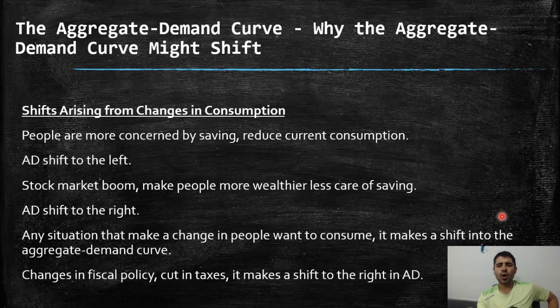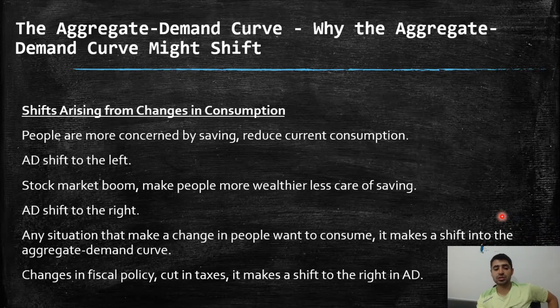Now, why might the aggregate demand curve shift? Well, shifts arising from changes in consumption. First, all the things that are not explained by changes specifically in prices, things that are external, what we call exogenous situations. If people are more concerned about saving and reduce current consumption, this is an external situation, so at the same price level people consume less. So the aggregate demand shifts to the left.